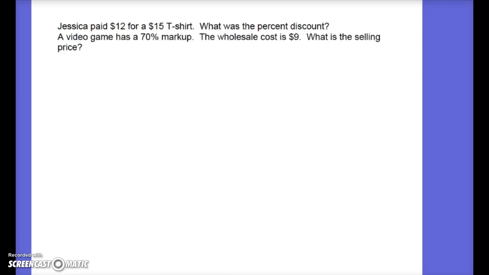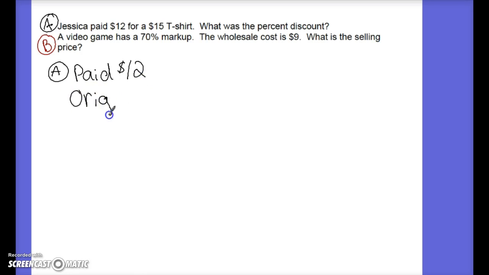Okay, let's try another one. Jessica paid $12 for a $15 t-shirt. What was the percent discount? Let's just look at this first one here. These are actually two different questions. So let's say this is A, and this one here is B. So we'll split it up and we'll do A first. So she paid $12, and the original cost was $15. What was the percent discount?